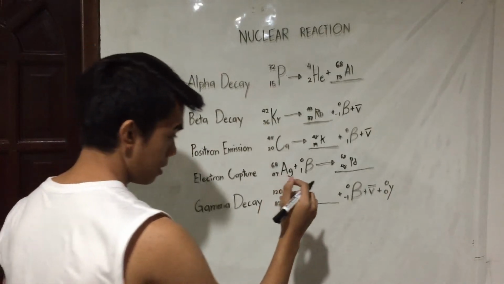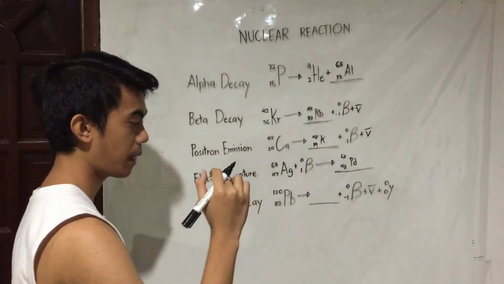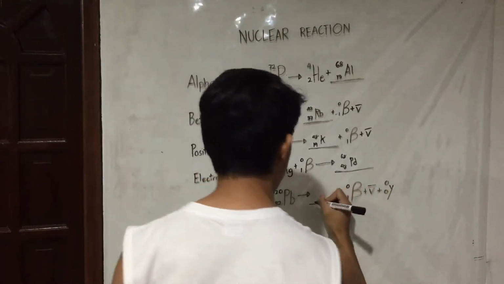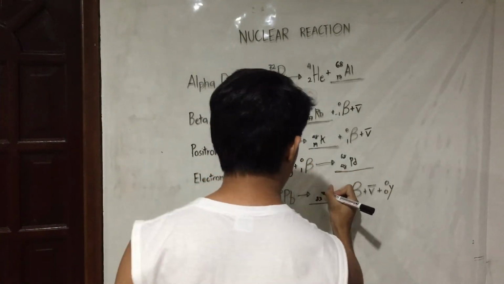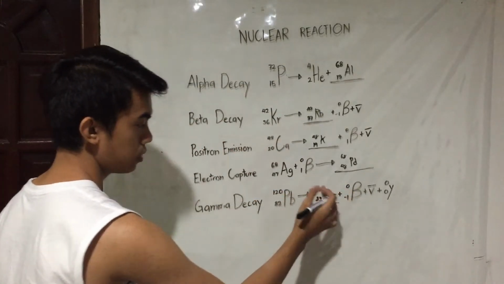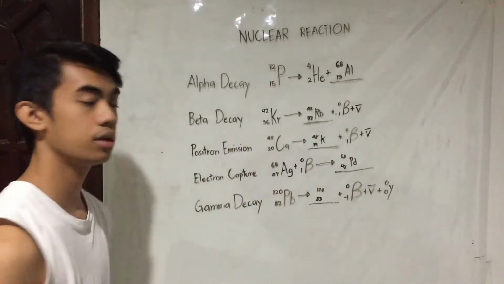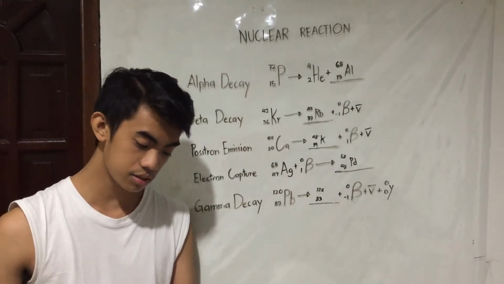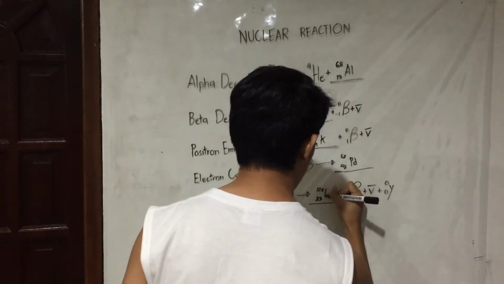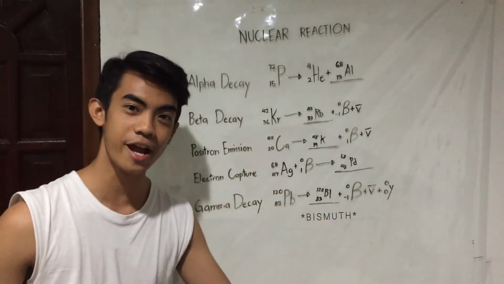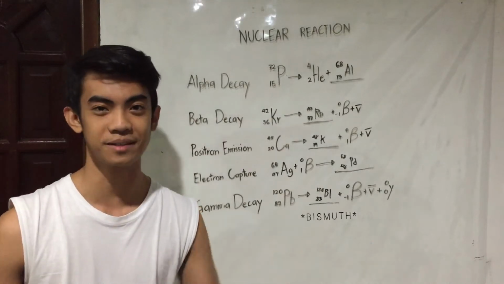Now we have to find an element that is a single atomic number higher than 82. So 83. 120 atomic weight is still the same, as 120 minus 0 is still 120. Now, what element has the 83 atomic number? And that is Bn. As simple as that. Nuclear reaction. And now for the next topic.